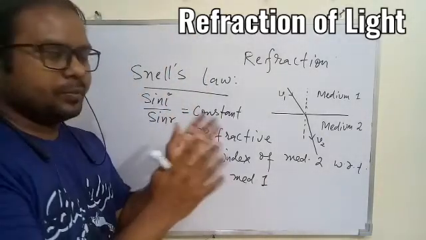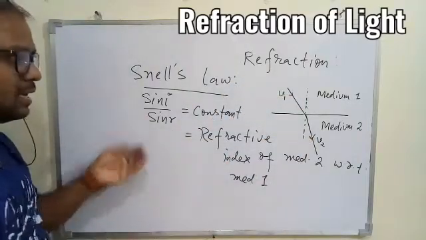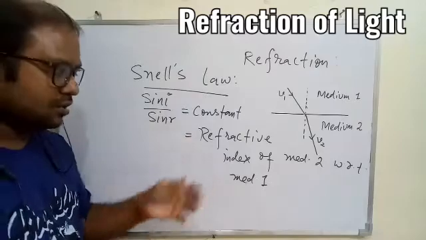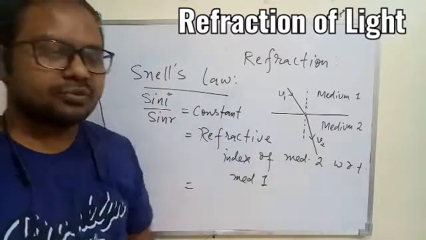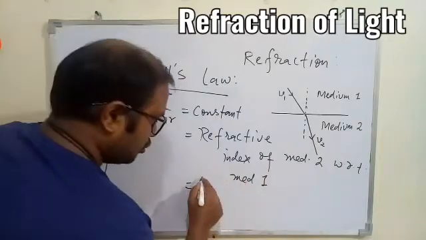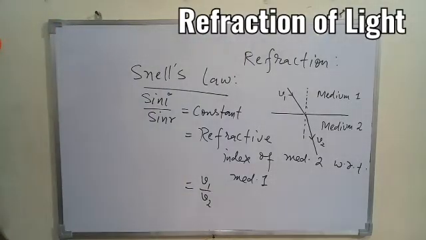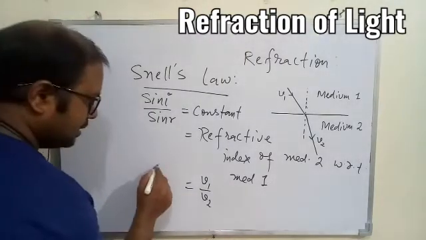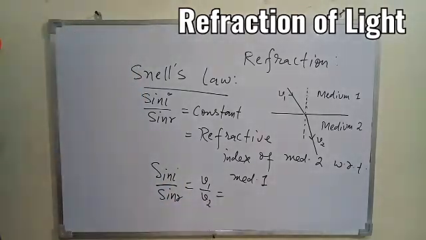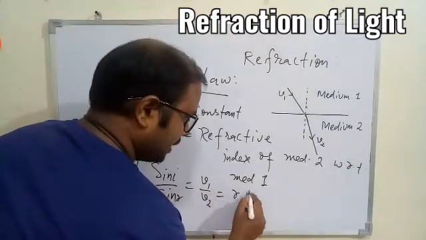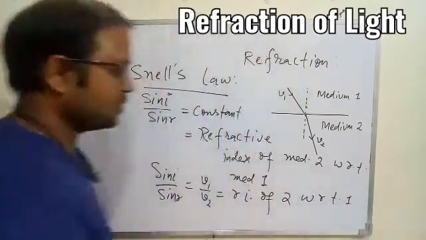That is the only thing you have to remember: if the light is traveling from medium 1 to medium 2, then sin i upon sin r will always be a constant, also called the refractive index of the second medium with respect to the first medium, and that is also written as the ratio of the speed of light in medium 1 and medium 2. So overall we get this formula: sin i upon sin r is equal to v1 upon v2, and that is equal to the refractive index of medium 2 with respect to 1.